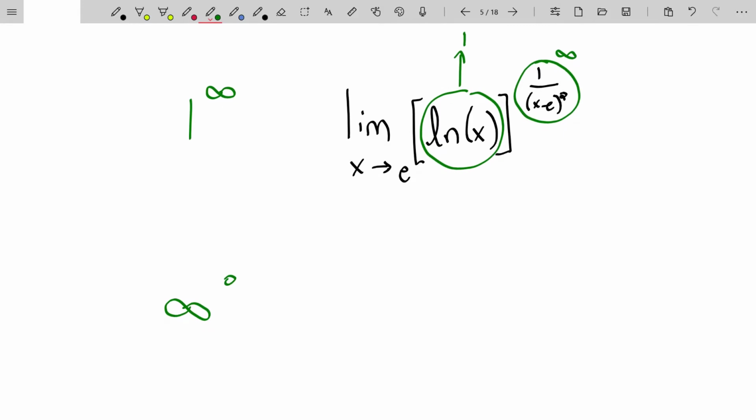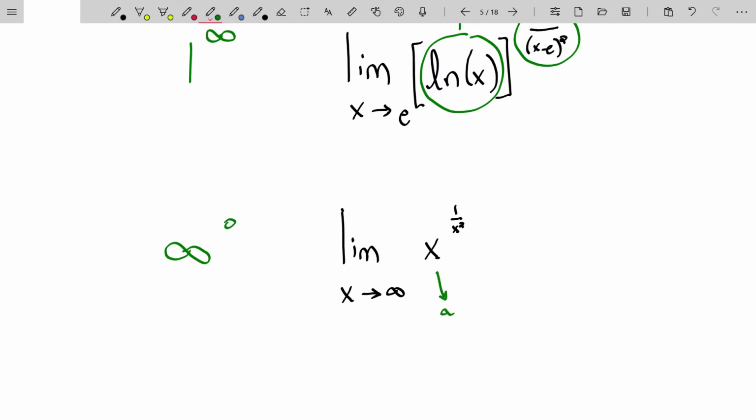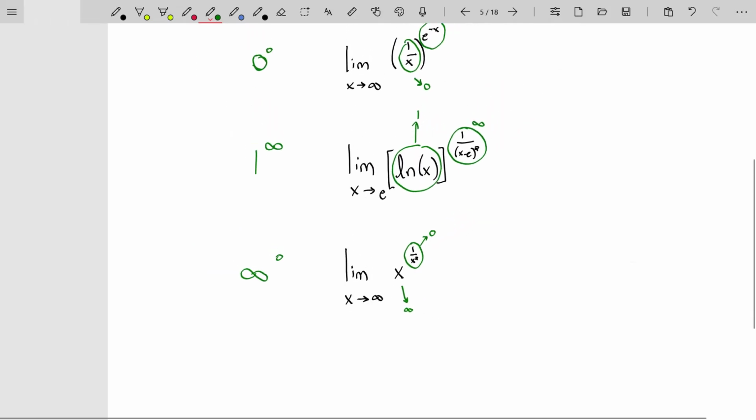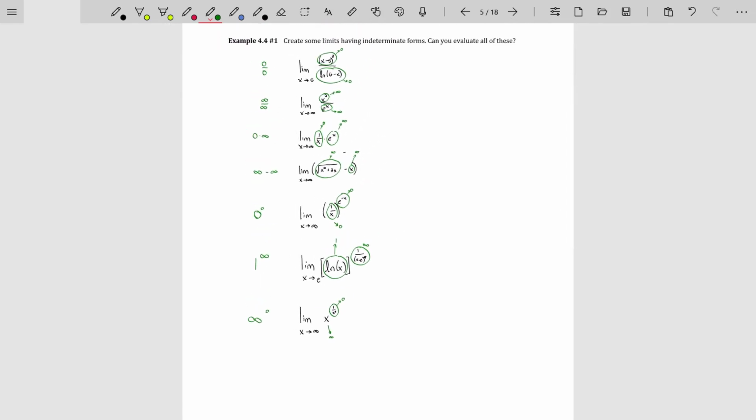And then the final one, infinity to the 0th power. An example of something like that would be, let's say x is approaching infinity of x raised to the, now I need something to approach 0, right? So we'll raise it to the 1 over x squared power. There you go. Let me go ahead and showcase that. That base is approaching infinity to the 0th power. The exponent's approaching 0. So these are all kind of quick examples. We haven't evaluated anything, and that's okay.